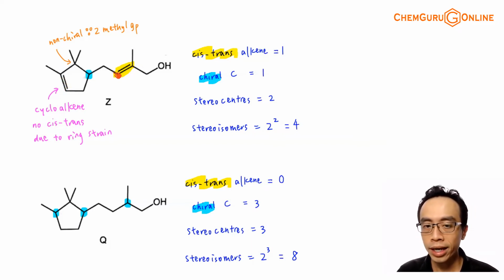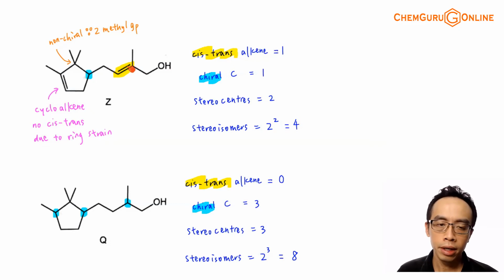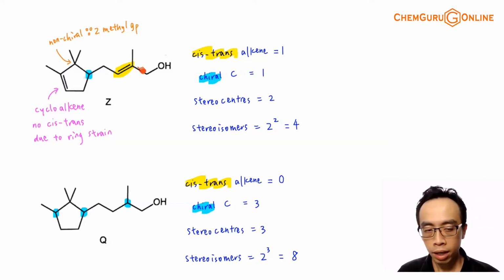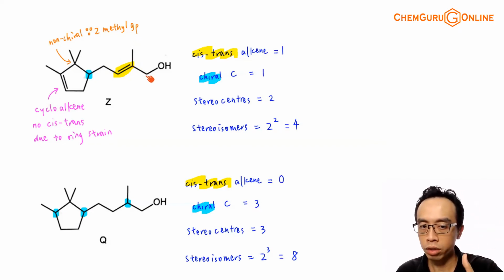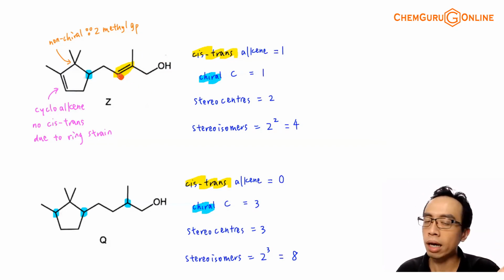Now, how about this yellow alkene that we've highlighted? You notice this yellow alkene, this carbon at the bottom is bonded to a hidden hydrogen and an R group on top. This other alkene carbon is bonded to a CH3 and a CH2OH group. So this alkene carbon is bonded to two different groups. The other alkene carbon is also bonded to two different groups. And this means that my yellow alkene will be able to exhibit cis-trans isomerism. I'll have one cis-trans alkene.